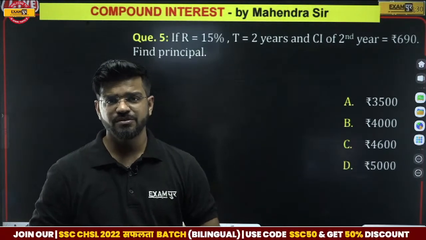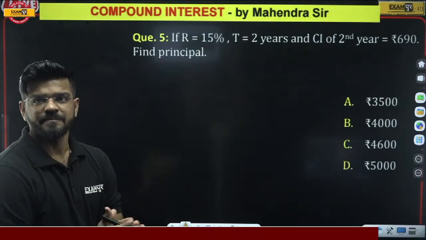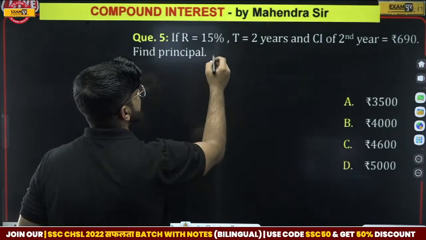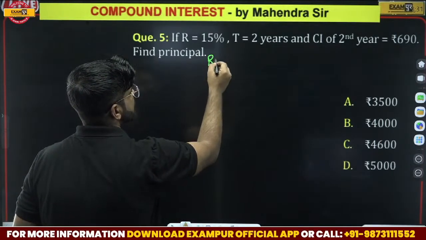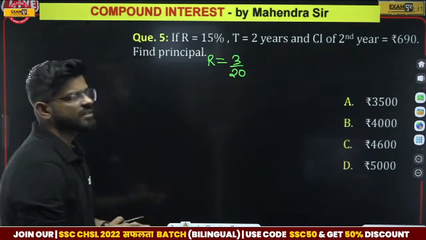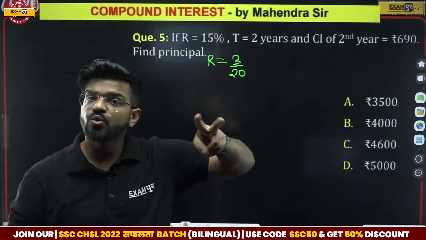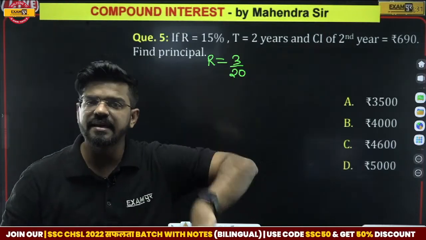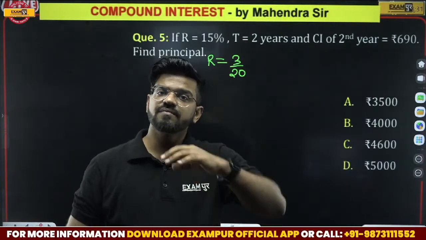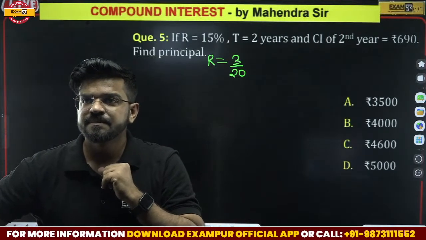Tell me the answer of this question. Yes, my dear. So if R is 15%, how we can write R? R is nothing but 3 by 20. Now the CI of second year is given. 2-year CI is not given. Second year CI is given. For that I have to calculate the interest of the second year. How we will get the second year?